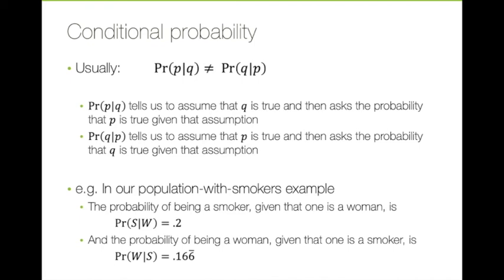So in the example of our population with some smokers in it, the probability of being a smoker, given that one is a woman, that was our first example, we had the probability of S given W. That was 0.2. Contrast that with the probability of being a woman given that one is a smoker. That's lower, actually. So the probability of W given S was 1/6. Paying attention to the order when you use the formula will make sure that you get the right answer.